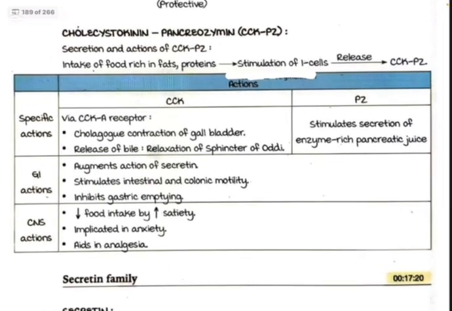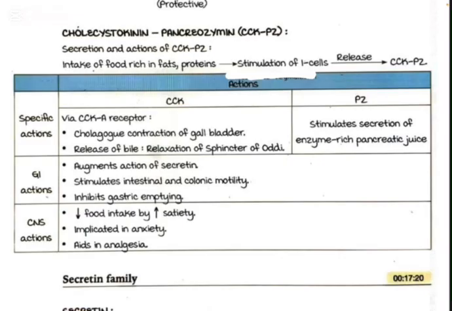Cholecystokinin-pancreozymin, CCK-PZ. Secretion and action of CCK-PZ: intake of foods rich in fats and proteins stimulates I cells, which release cholecystokinin-pancreozymin. Specific actions of cholecystokinin via CCK-A receptors: cholagogue, contraction of the gallbladder, release of bile, relaxation of the sphincter of Oddi. PZ, pancreozymin, stimulates secretion of enzyme-rich pancreatic juice.